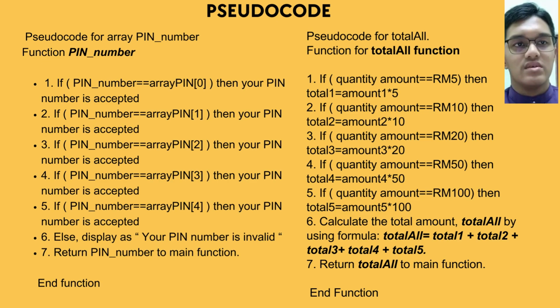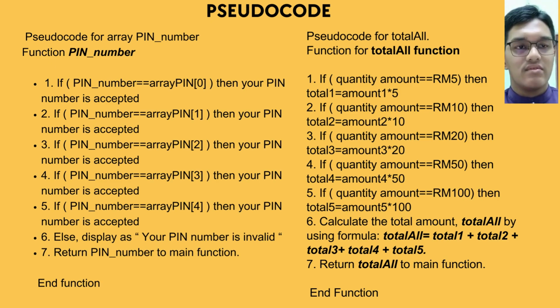And lastly, the pseudocode for total all. In total all, if the quantity amount is 5 ringgit, then total 1 is the amount 1 that the client enters, multiplied by 5. Then on to the next. If the quantity amount is 10 ringgit, then total 2 is the second amount multiplied by the quantity amount that the client enters, and it is the same with the others.